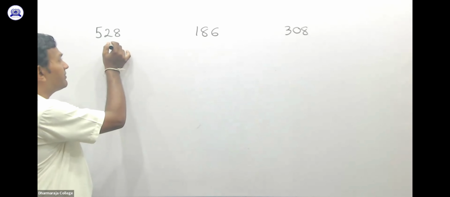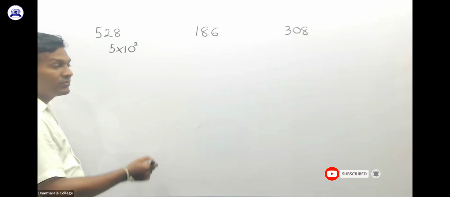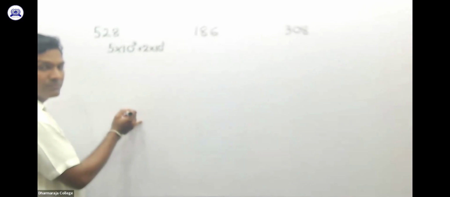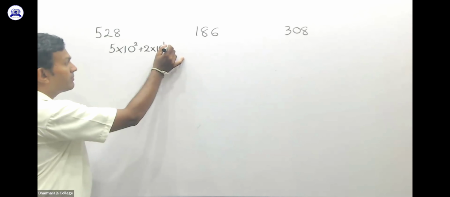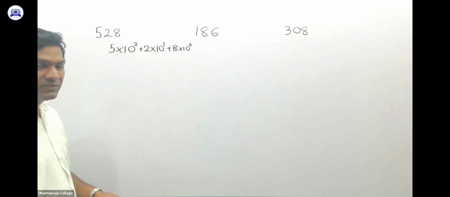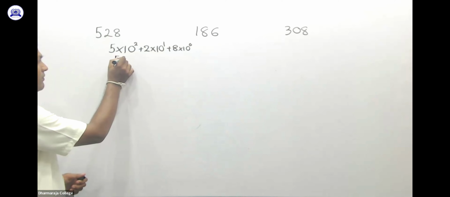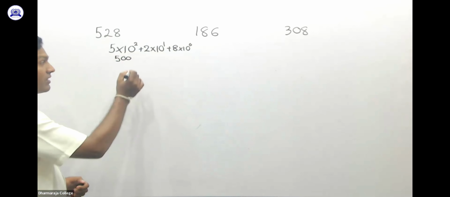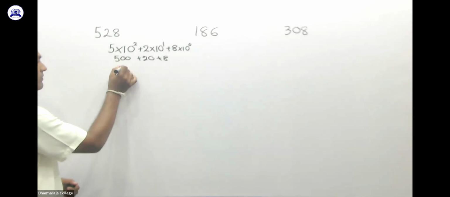Here we are taking first 5 into 10 to the power 2, plus 2 into 10 to the power 1, plus 8 into 10 to the power 0. Right? Okay. So when you expand this one, you are getting here 500, here 20, here 8, 528.